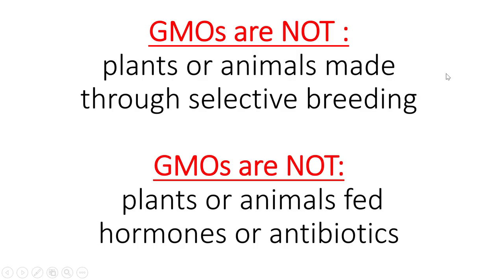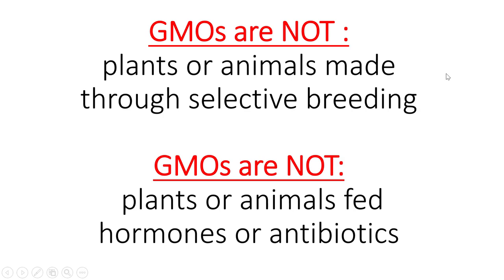So a lot of people who are anti-GMO or have been influenced by the anti-GMO movement actually are confused about what a GMO actually is and what it is not. So I want to address that. So GMOs are not plants or animals made through selective breeding, and GMOs are not plants or animals fed hormones or antibiotics. So those are different situations.